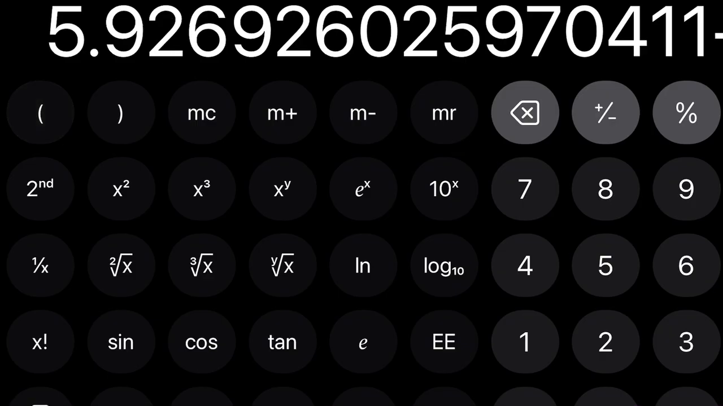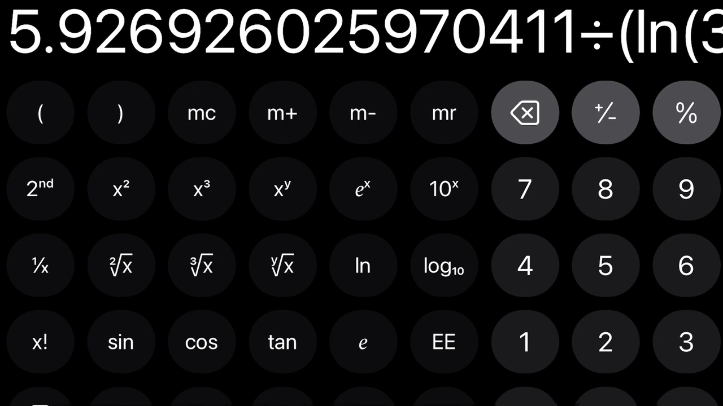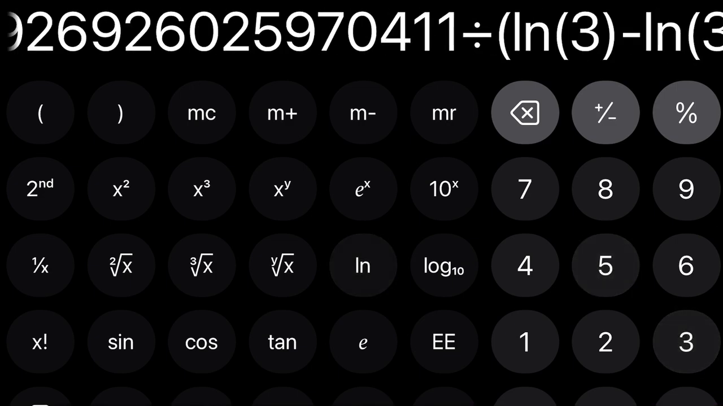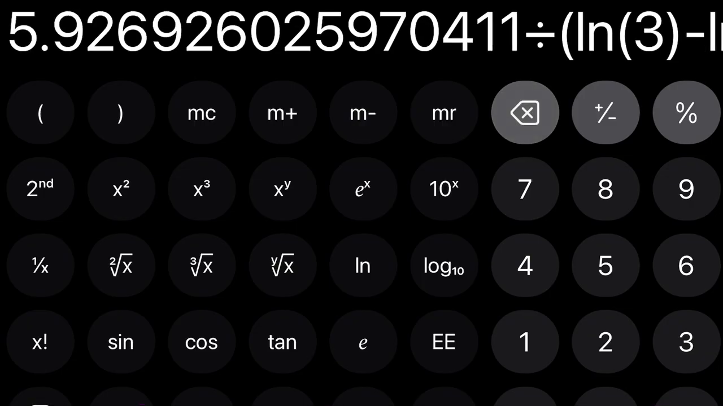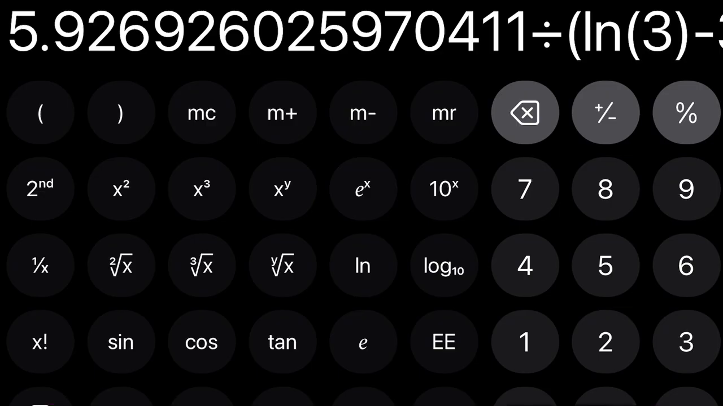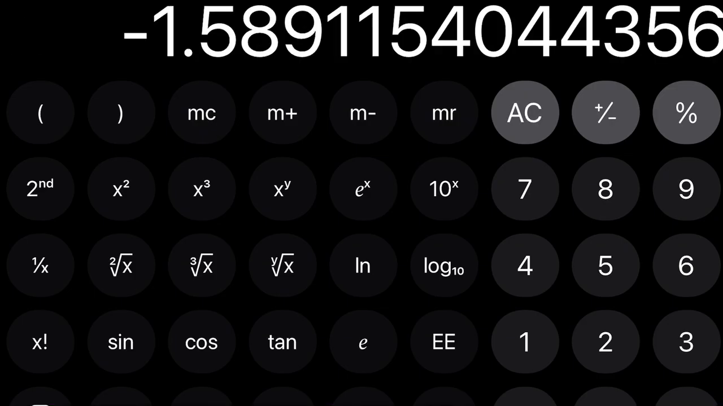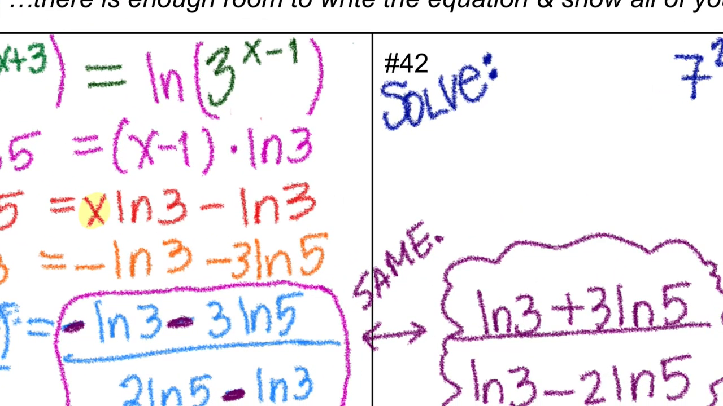Let's see what I can do here. ln 3 minus 3 ln 5. Nope. See, look at that mess. Minus 3 times ln 5. Close that around my entire denominator. ln 3 minus 3 ln 5. Negative 1.589. So if I messed up typing it in, I'm sorry, but you just saw it on the screen there.